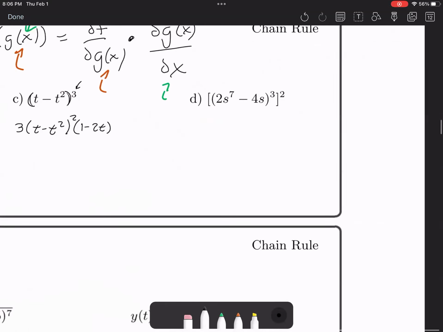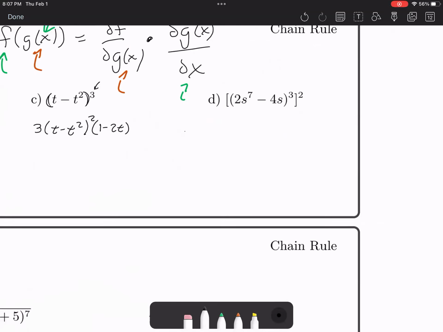All right, here we have something squared. So this will be 2 times the something, it now has a new power of 1, multiplied by the derivative of that something. That something is something being cubed. So we have 3 times 2s to the 7 minus 4s, now squared, and then multiplied by the derivative. Let me put my multiplication symbol there. And then multiplied by the derivative of that thing that was being cubed, 14s to the 6th minus 4.